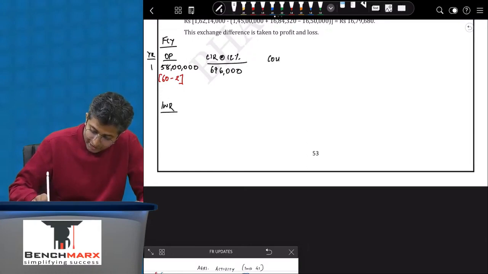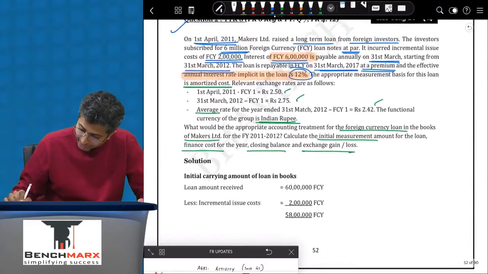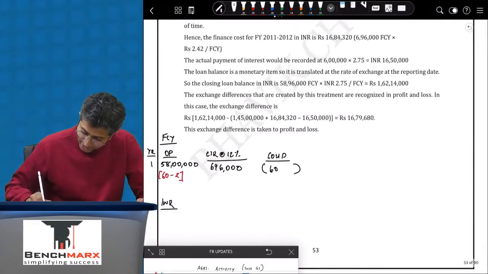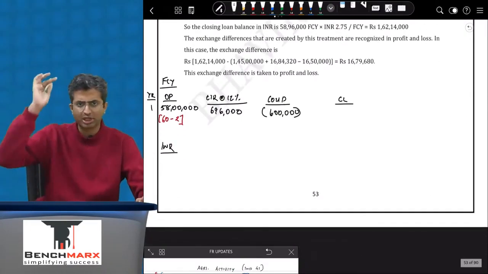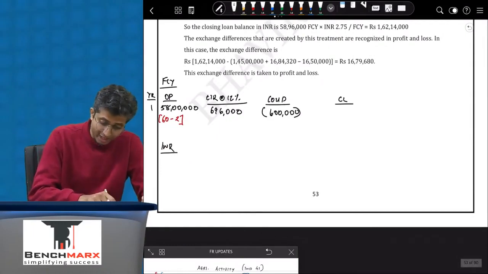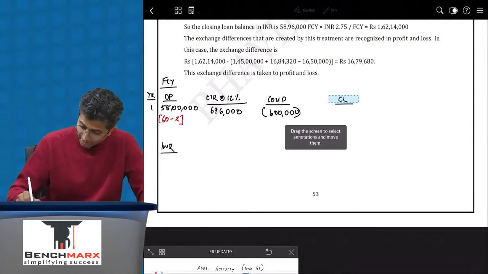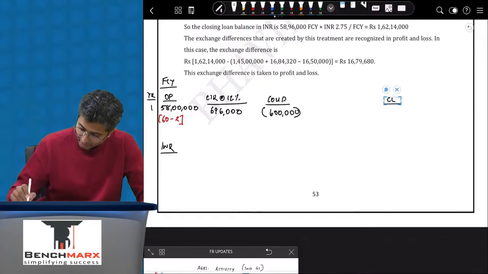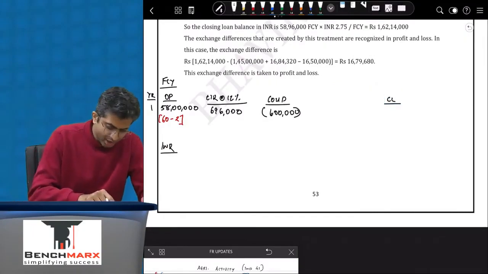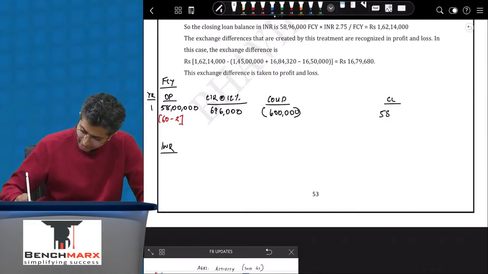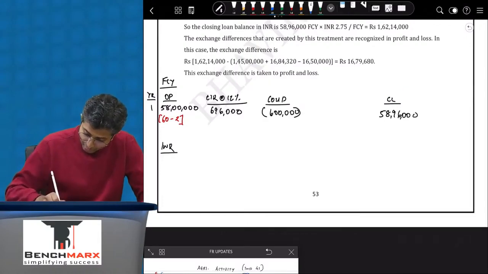6,96,000. The coupon is paid at the end of the year, and the question says that at the end of each year the coupon paid is 6 lakhs. So less 6 lakhs, there is no principal paid. It is going to be paid at the premium on 31st March 17, and hence your closing should ideally be 58 lakhs plus 6 lakh 96, so this is 58 lakh 96,000. Now each of these items you will convert at the appropriate rates.